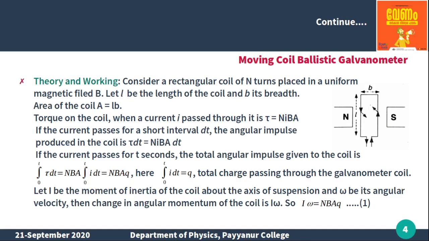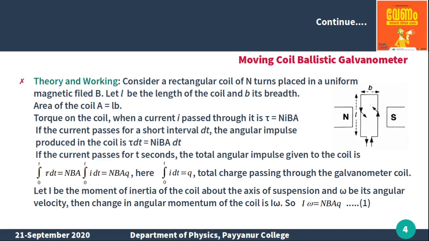So the angular impulse produced in the coil for a short interval of time dt, when the current passes for only a short interval dt, we can write as tau dt, which is equal to NIBA dt. But if we pass this current for t seconds, then we can get the total angular impulse given to the coil. We are thinking that we are passing the current through that coil for t seconds.